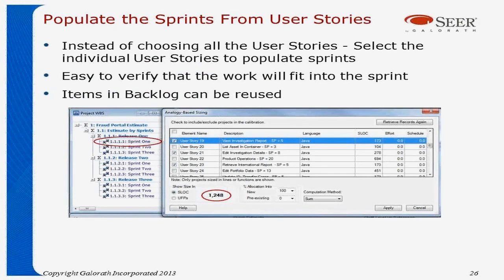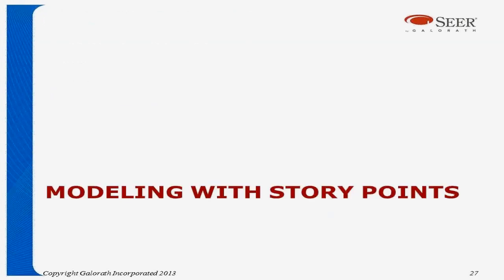However, this time, instead of choosing all the user stories, you go through and pick out the user stories that are specified to be performed during that sprint. The advantage here is you can instantly see if that total story point count, or those user stories, excuse me, will fit into that sprint.